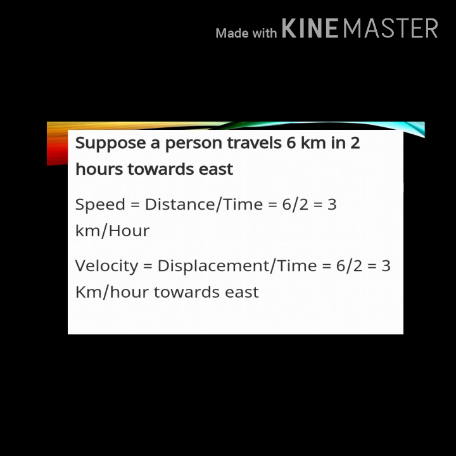For example, suppose a person travels 6 km in 2 hours towards east. Speed is equal to distance by time equal to 3 km per hour. But velocity is equal to displacement by time. Again, 6 by 2 equals 3 km per hour towards east. Here we have to mention the direction also.